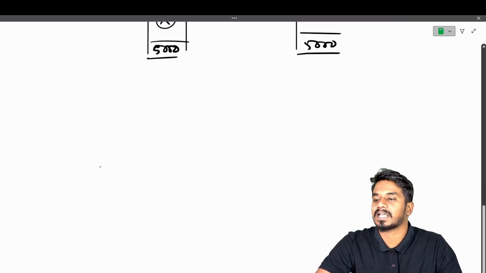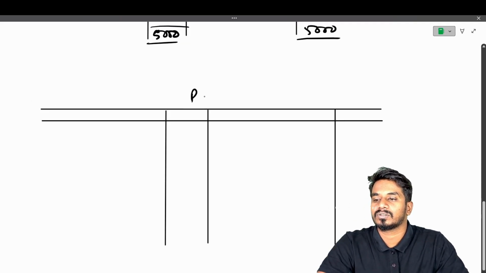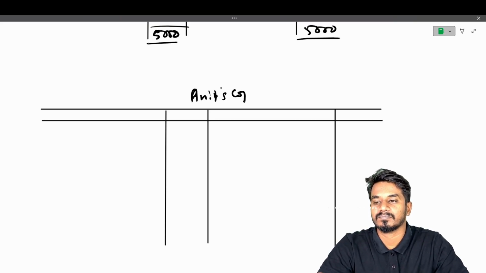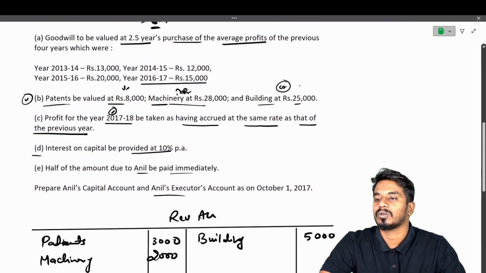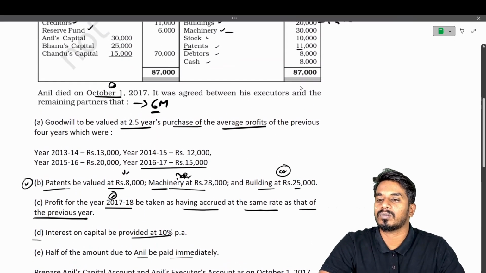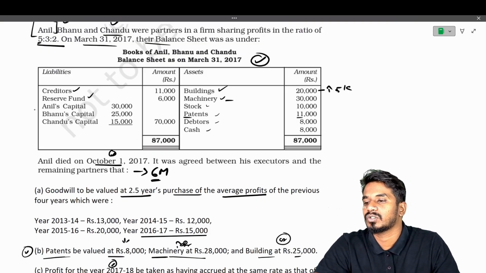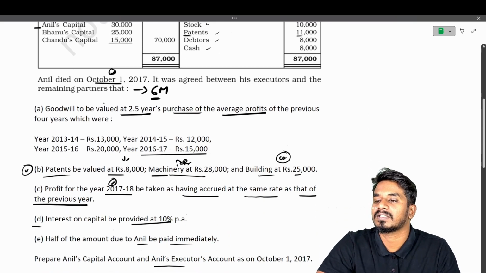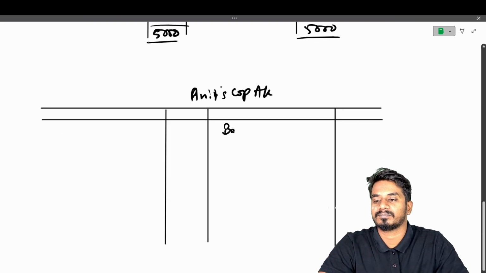Let us prepare Anil's capital account first. Let me draw the column. So this is Anil's capital account. The first thing in the capital account we will consider is the capital balance. Anil's capital was 30,000. So balance brought down, 30,000.